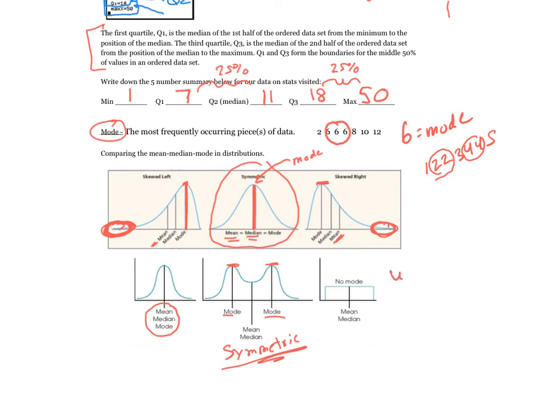Our last one, this is a uniform distribution. And in a uniform distribution, remember, all the bars are the same height, so there's no mode. Okay? But because it's symmetric, the mean and the median will still be in the middle. Okay? So in a symmetric distribution, the mean and the median will be in the middle. And in a skewed distribution, the mean may be higher or lower than the median depending on the direction of the skew.